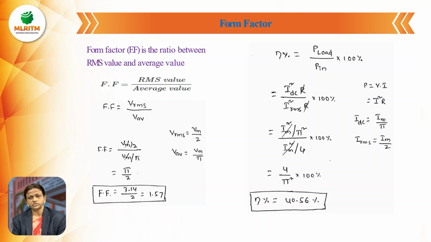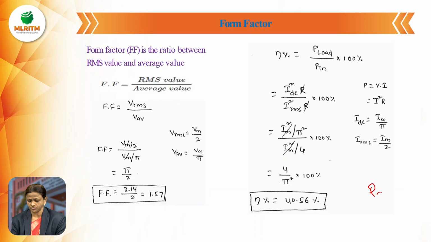So, all of you know the formula for power P: power P equals V multiplied with I, VI. So how can you calculate the PDC value? PDC equals V multiplied with I. Therefore, PDC equals VDC multiplied with IDC. Again, V equals I multiplied with R, so VDC equals IDC into R.